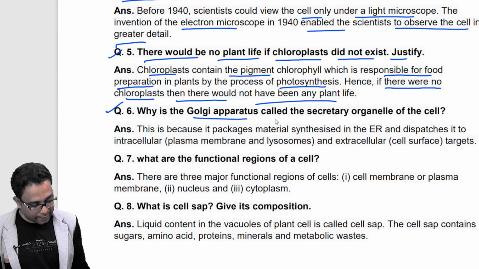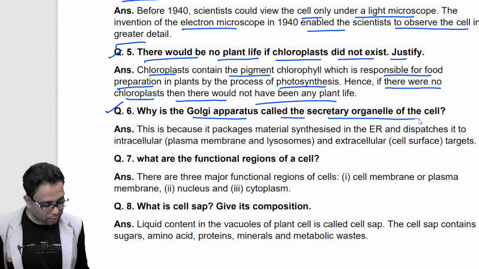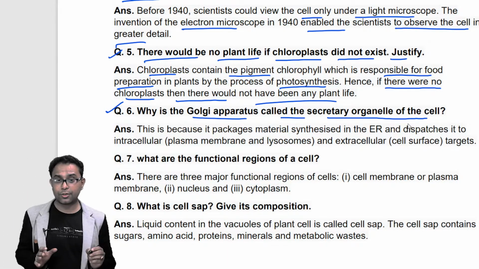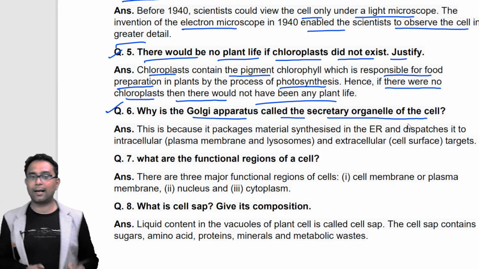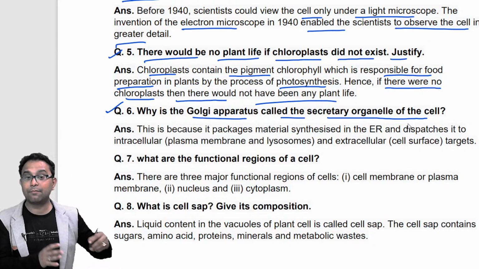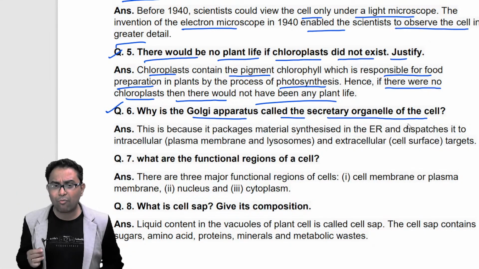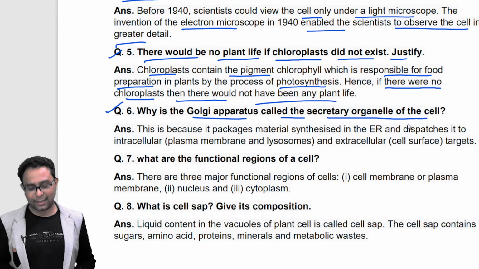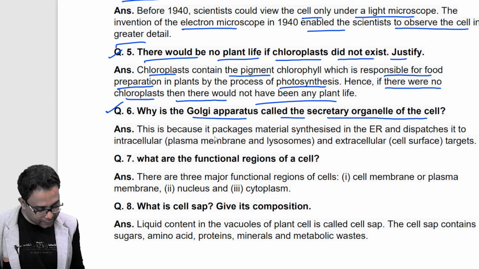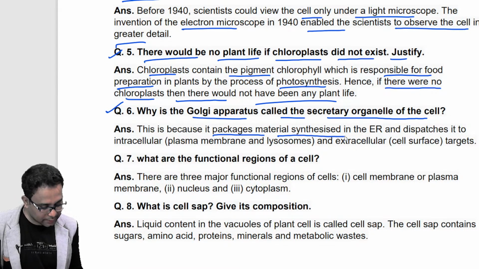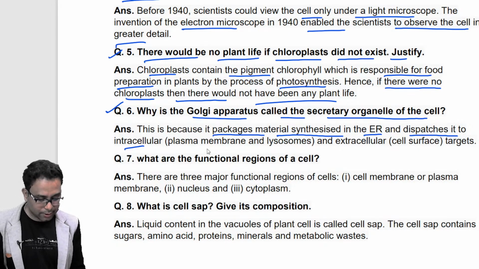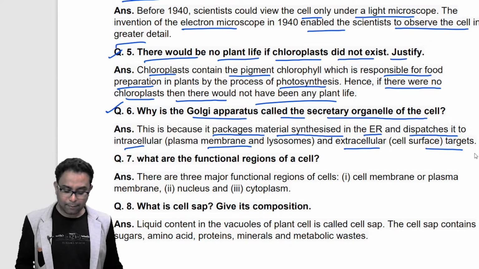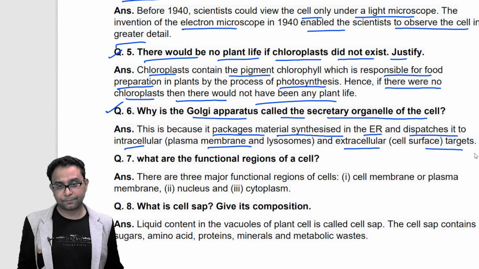Next question, number 6. Why is the Golgi apparatus called the secretory organelle of the cell? From that question, we already understand what the most important function of the Golgi apparatus is. That means it has some secretion. But why is it called the secretory organelle? Because the packaging material is synthesized in the ER and dispatched to the intracellular plasma membrane and the extracellular cell surface targets with the help of the Golgi apparatus.